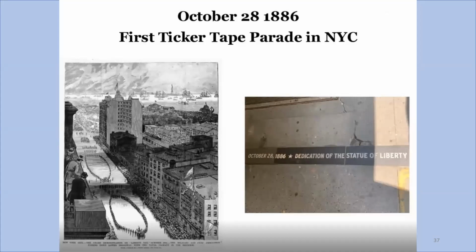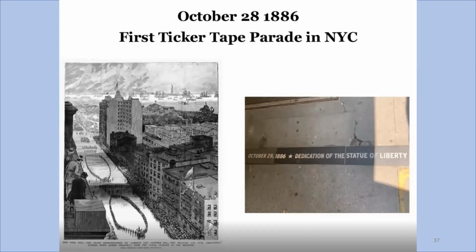Well, lo and behold, everyone loved the way it looked. And it actually started a trend. And there's been actually 206 ticker tape parades in New York City since. And this was the very first one. Well, as you walk along Broadway today, there are plaques on the sidewalks, and there's actually 206 of them.